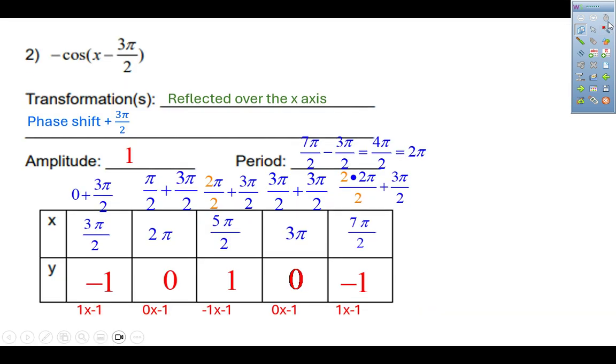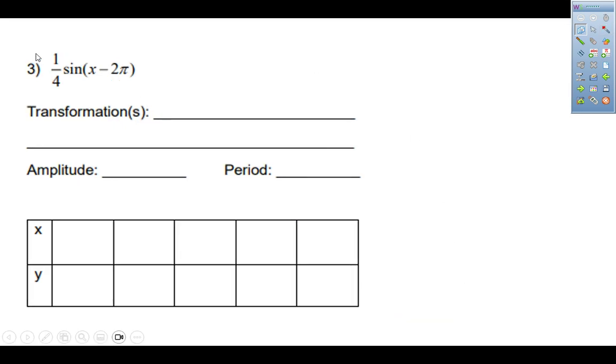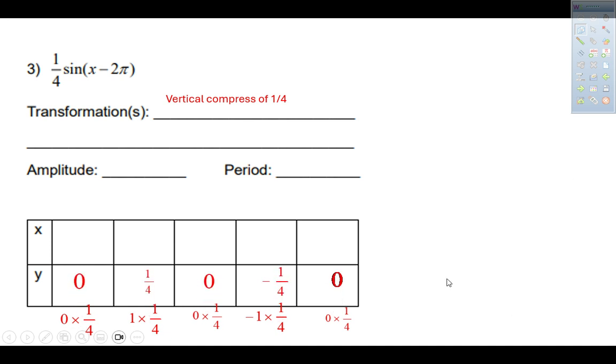Anybody have questions on that one? All right, and then the last one had a 1/4, and that's called a compress, because now I'm making the graph a fourth of its original height. So the vertical values are going to change by 1/4. And so since the number in front is 1/4, the amplitude is 1/4.